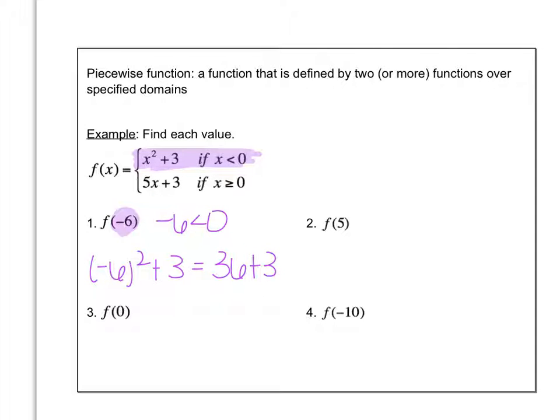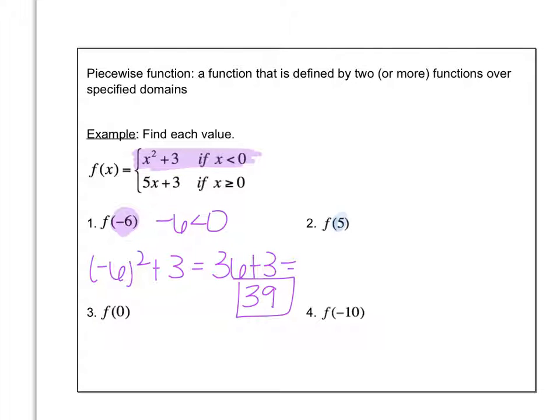The functions are going to change. So you just have to pay attention to which one do I have to plug into based on what that function is asking for. So this first answer is 39? Agreed?